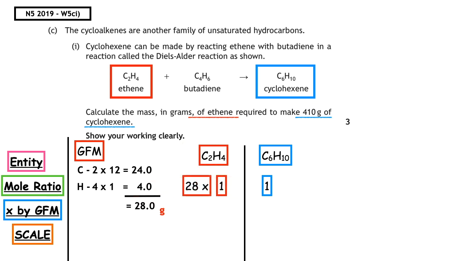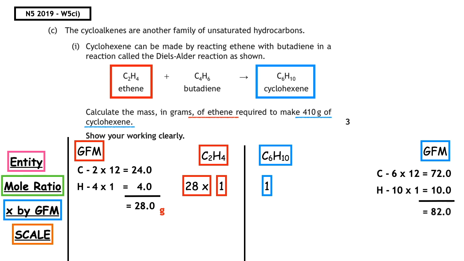The cyclohexene, we do the same thing on the other side. We work out the gram formula mass. How many carbons do we have inside the formula? We have 6 multiplied by the relative atomic mass, which is 12. 6 times 12 equals 72. How many hydrogens do we have inside the box? We have 10 multiplied by the relative atomic mass, which is 1. 10 times 1 equals 10. When we add those up, we get a GFM of 82 grams.